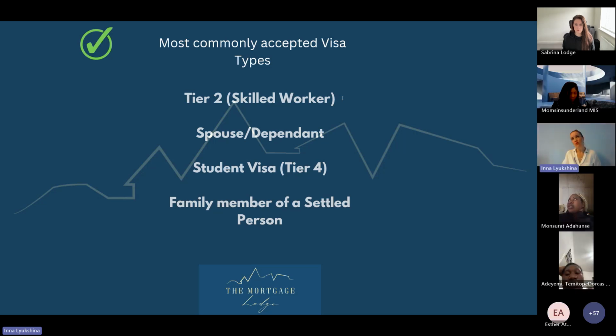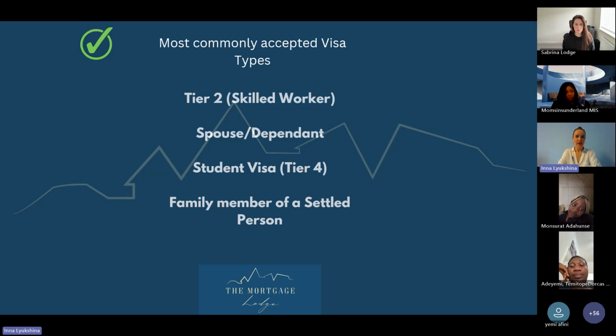At the end of the day, what I always say you will need to understand is, when lenders look at your case, at your application, they see you as a risk, and then they decide whether you are high, medium, or low risk for them. And then based on this, they lend or they do not lend. Okay, so this is as for visa types.